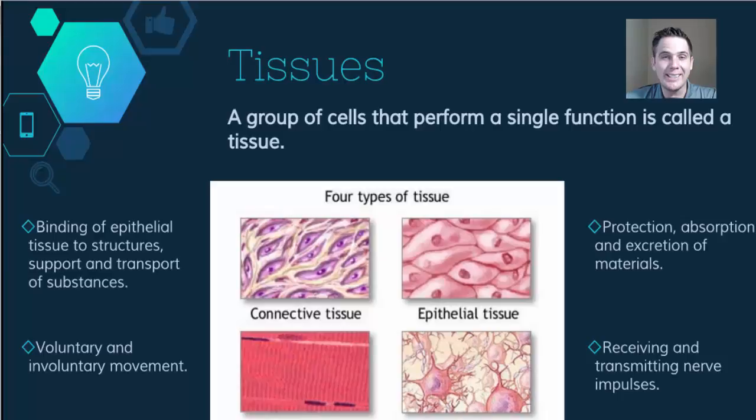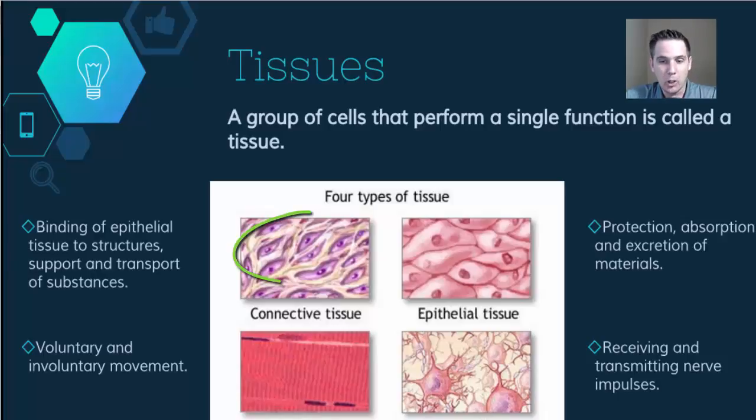And those specialized cells will group up and form tissues. Tissues are a group of cells that perform a single function. So those specialized cells are performing a single function, but they're doing it as one large group. And when they do that, they are called a tissue. There's 4 types of tissue.